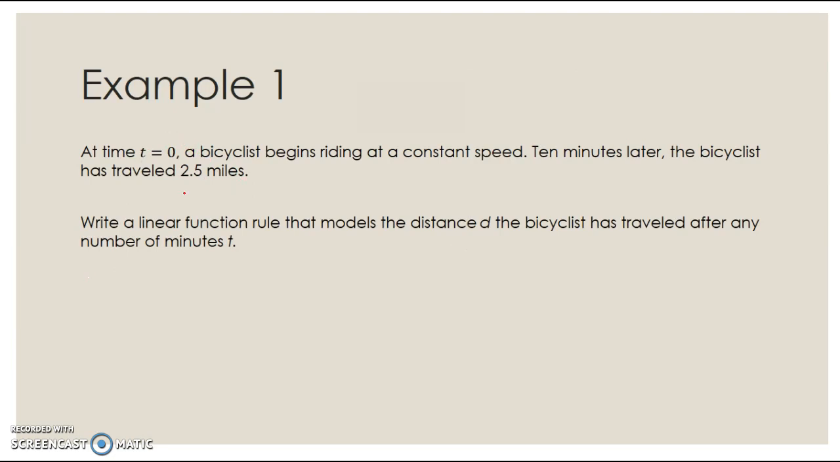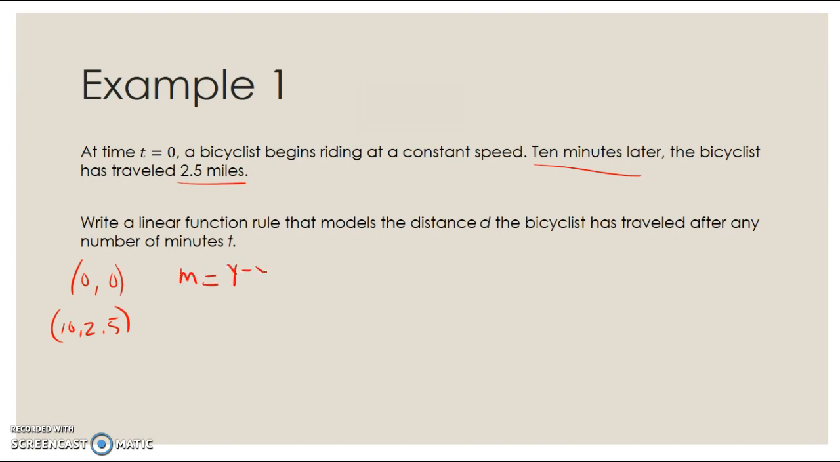So I'm going to take, I have 2 points. I have the fact that we're starting at distance 0, right? And then I have that 10 minutes later, so at 10 minutes, we have traveled 2.5 miles. So I have found 2 points, and from 2 points, we can find the slope. So that's the first thing I'm going to do.